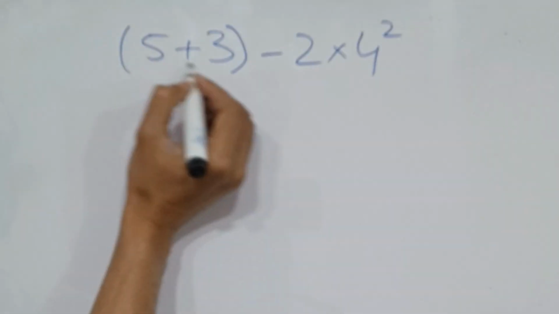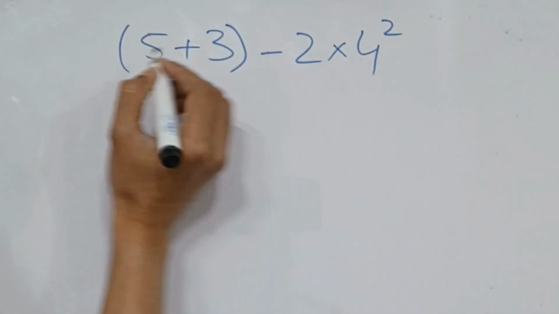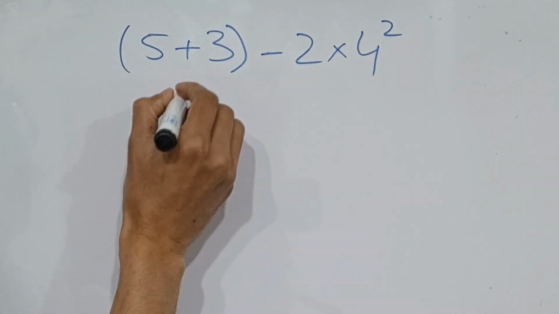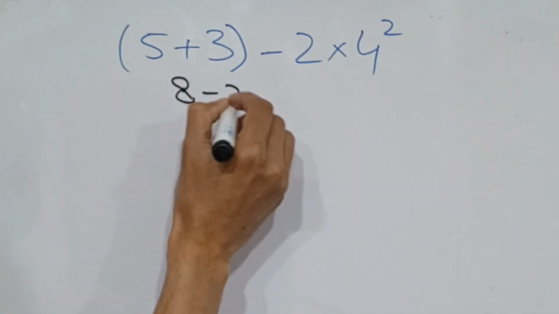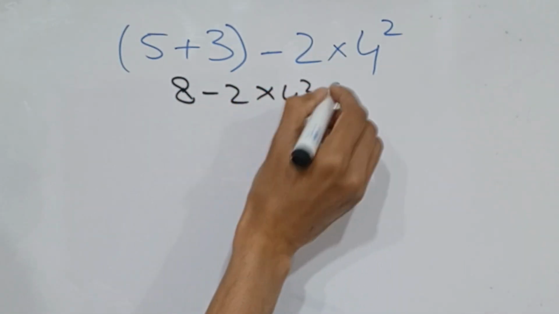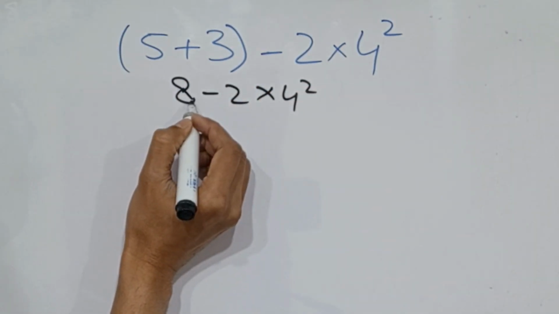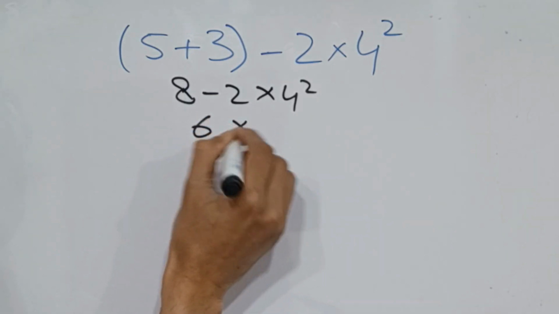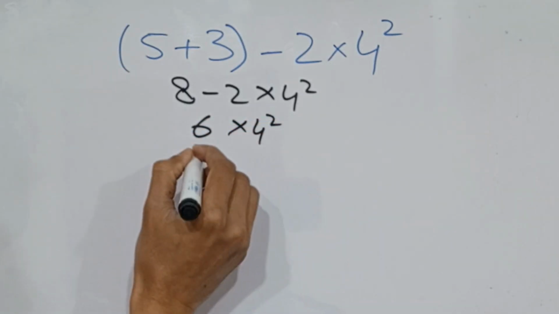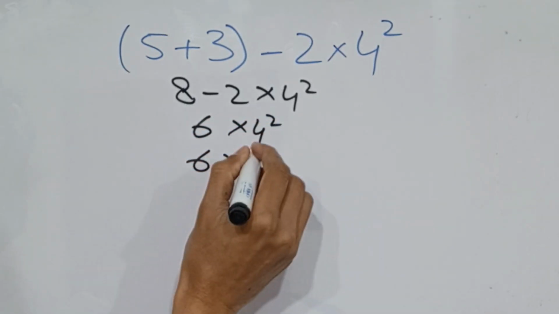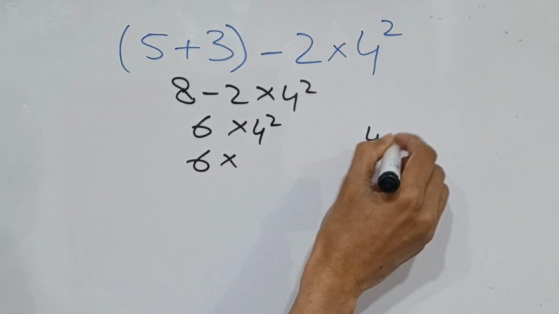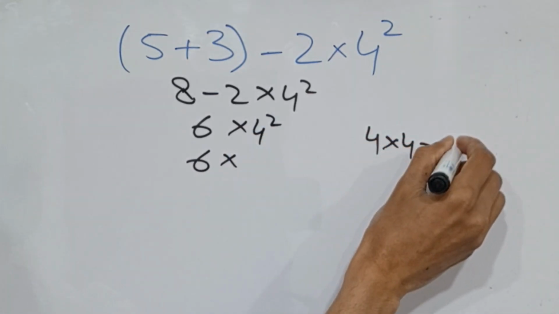Hey guys, we have 5 plus 3 minus 2 times 4 squared. 5 plus 3 equals 8, right? Minus 2 times 4 squared. Now 8 minus 2 equals 6 times 4 squared. Now 6 times 4 squared equals 4 times 4 equals 16.